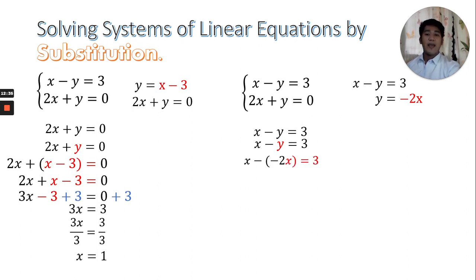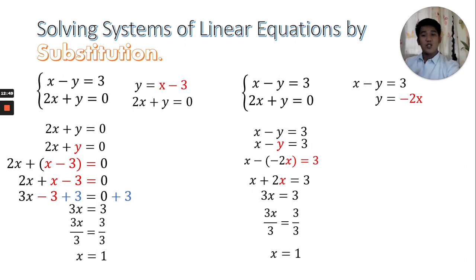It will give us x minus negative 2x equals 3, and then x plus 2x equals 3. Also, 3x is equal to 3. Divide both sides by 3 again, and the answer is x is equal to 1. The same. So, you can choose between the two which equation you're going to use for step 1.